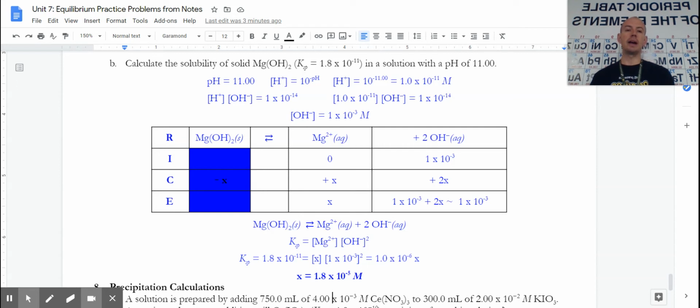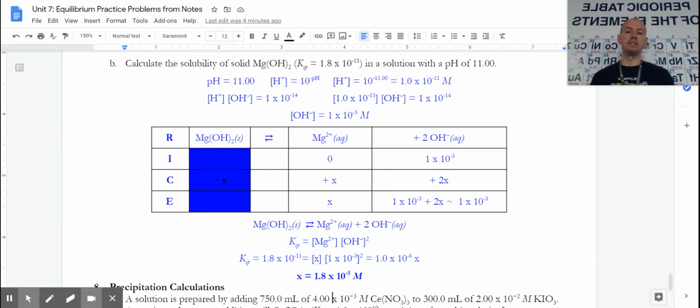Here it would be plus 2x, but this is another case where we have a very small Ksp, meaning very little of our ions dissociate, and the amount, the 0.001 moles of hydroxide per liter, is fairly high comparatively. So that plus 2x is not very significant. That's approximately how much hydroxide we'd have in equilibrium. So just like on 7a, we can plug that number straight in for what we have here, avoiding any quadratic equations.